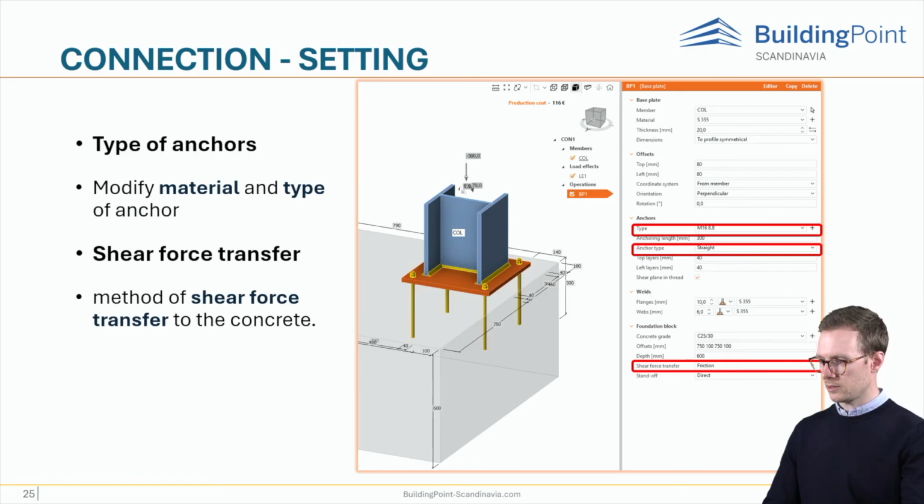So back to the slides. We can look at what types of settings you can do in the connection application. You can modify the material and dimensions of the anchors. You can also specify the type of anchor and method of shear force transfer, which in this case is friction or anchor or cam.